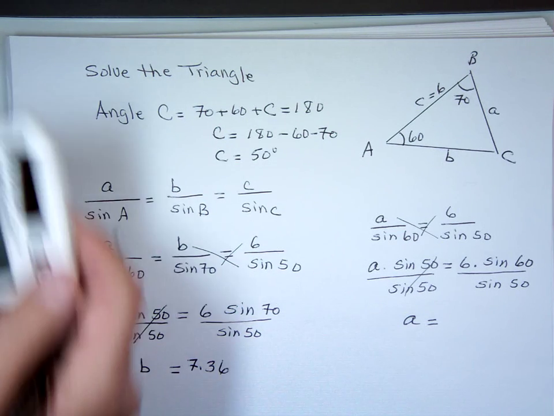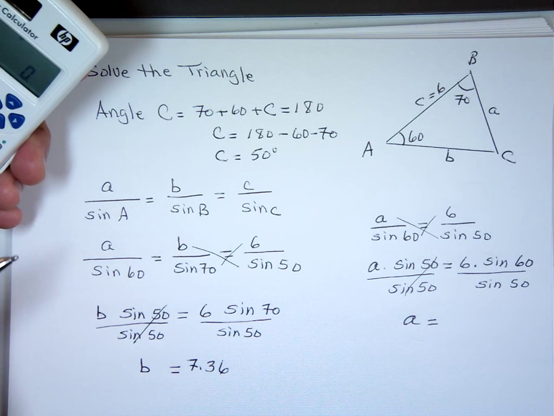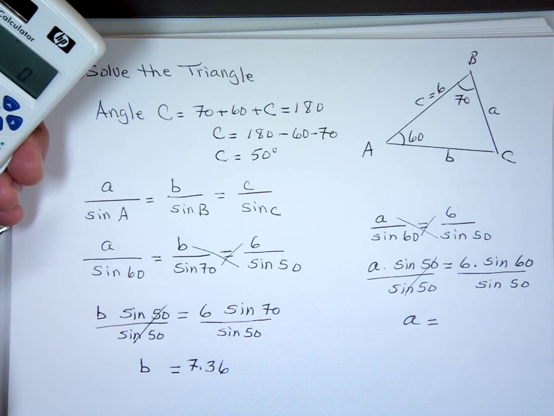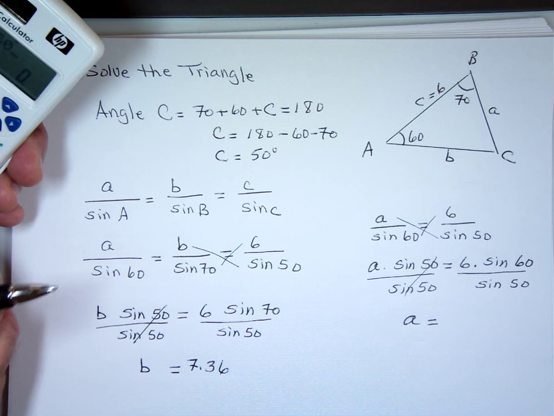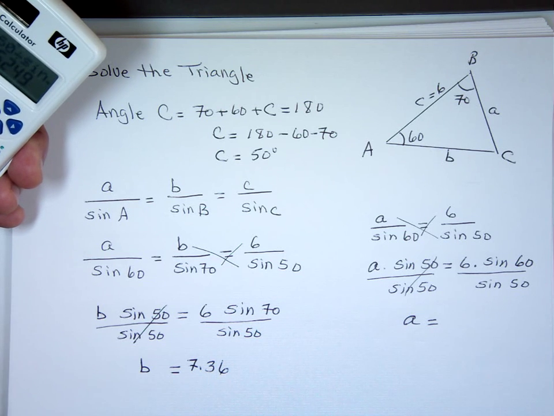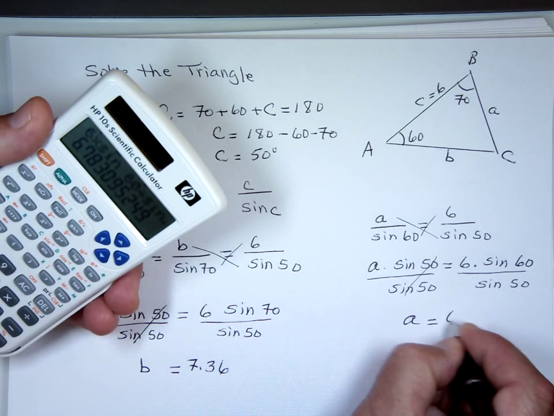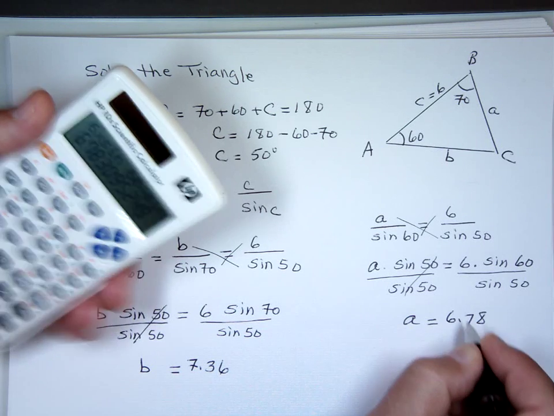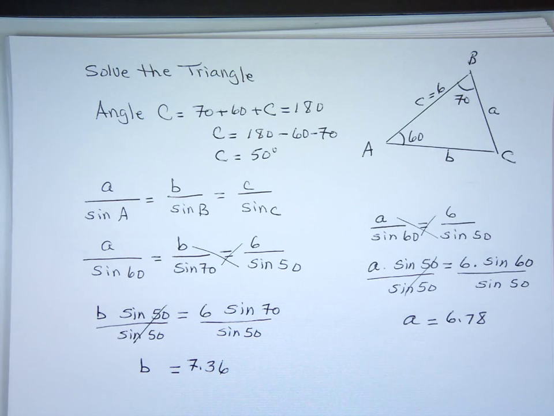Here's my calculator again. Clear. 6 times sine 60 divided by sine of 50. And I got 6.78. Now we got everything about that triangle. We know side a, we know side b, and we know angle C. Let's try another one.